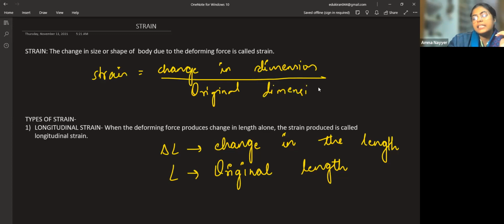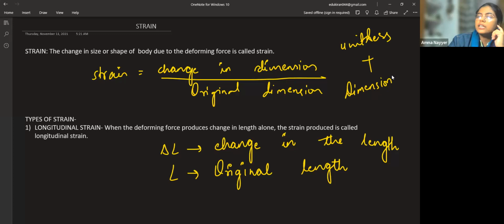And see, since in the numerator and denominator you will be having the same dimension, if I'm talking about length, so change in length by original length. If I'm talking about volume, change in volume by original volume. So both the quantities have the same SI unit in the numerator and denominator, so they'll cancel each other. So if you are asked to write about strain, you will mention that this is a unitless quantity, as well as dimensionless.